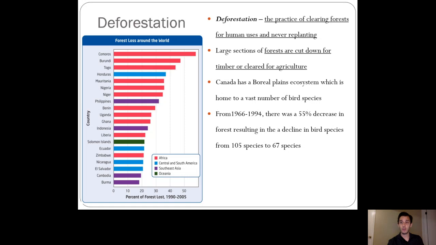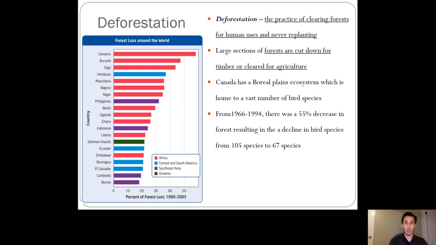Okay, there's greater than 50% lost forest space. So what is deforestation by definition? Deforestation is when we clear the forest completely and we don't replant. Okay, so we cut down all the trees in an area and then we don't replant those trees. Why do we do that?